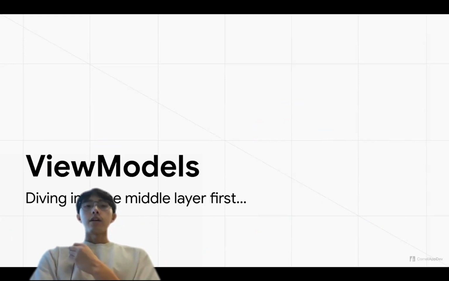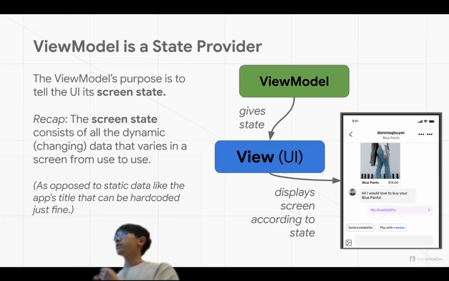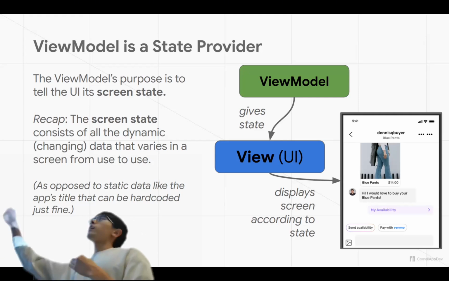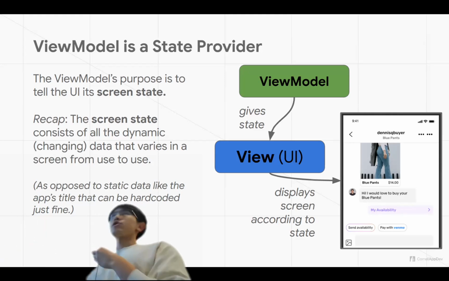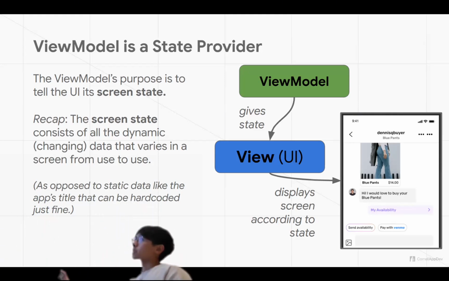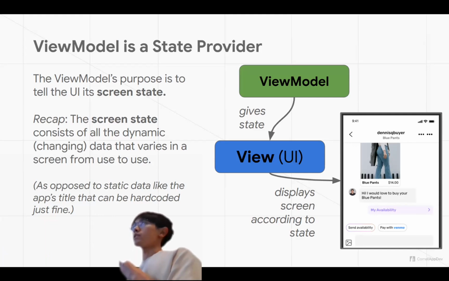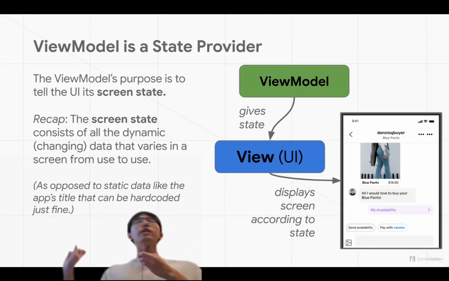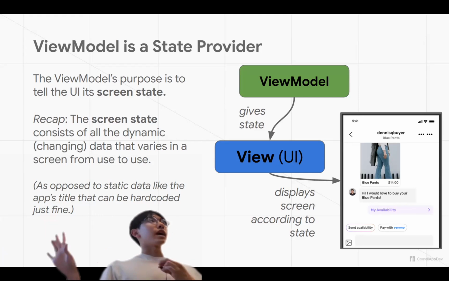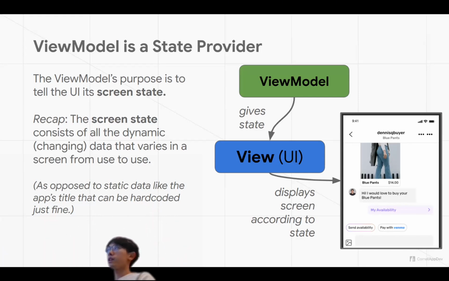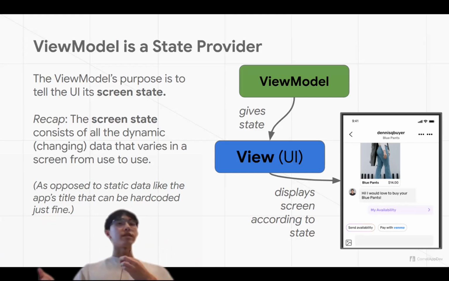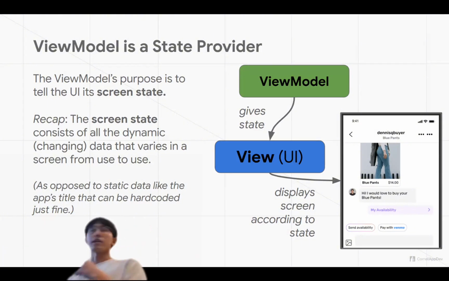So for view models, the idea is that they have two purposes. The first one being that, if you remember the fact that there's a double connection between the view model and the view, this is the downward connection. So one of the view model's purposes is to provide the UI the screen state. And this is a recap: the state of a screen consists of all of the dynamic data that varies from use to use, as opposed to static, hard-coded data that won't change no matter how many times you navigate to that screen.